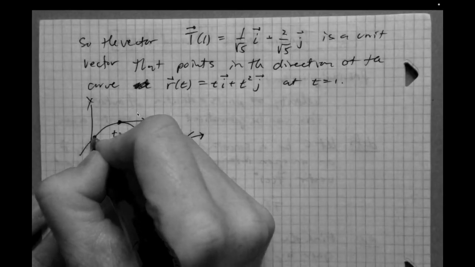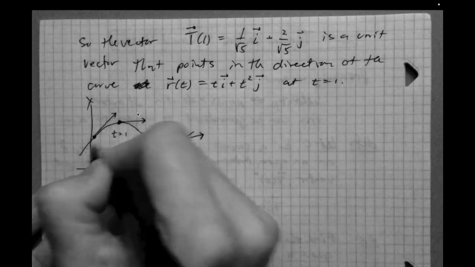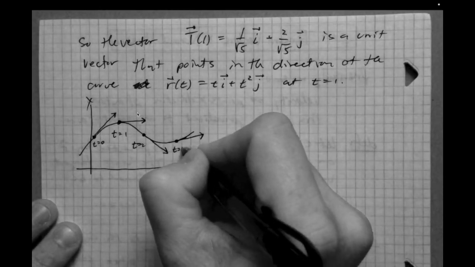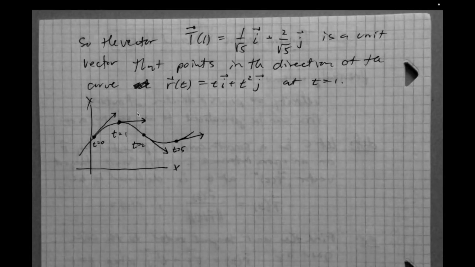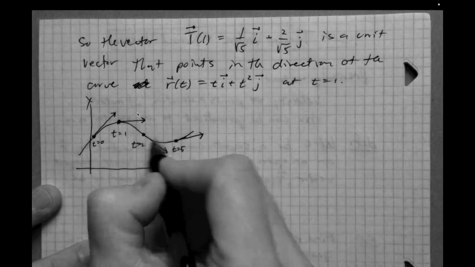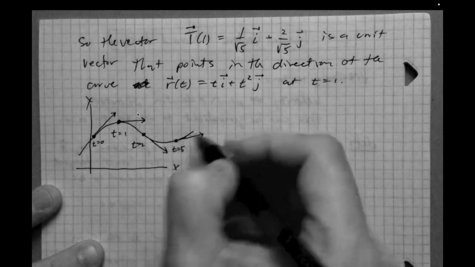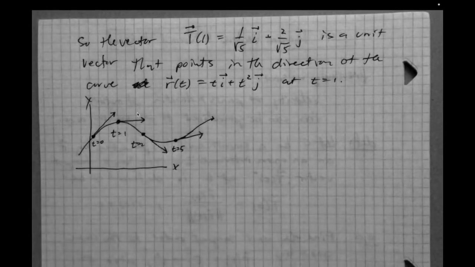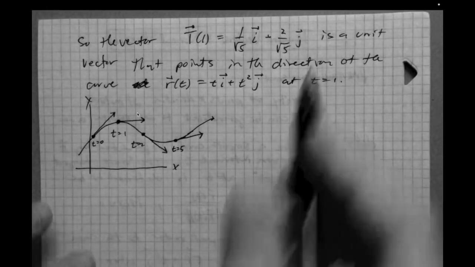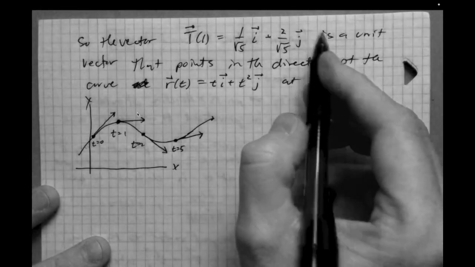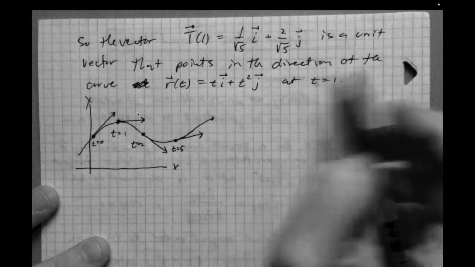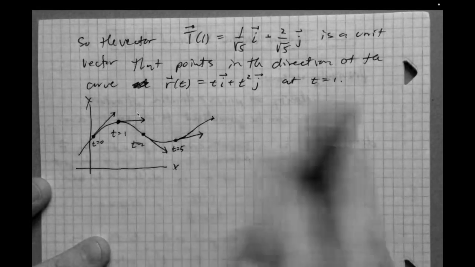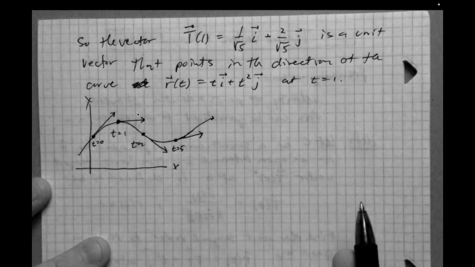And so you can probably get the idea. So this basically has all the characteristics of what we would think of as a tangent vector. Technically, it's a vector, though. So it's not a tangent line; it's a vector. But it points in the direction of the curve for any specified t value.